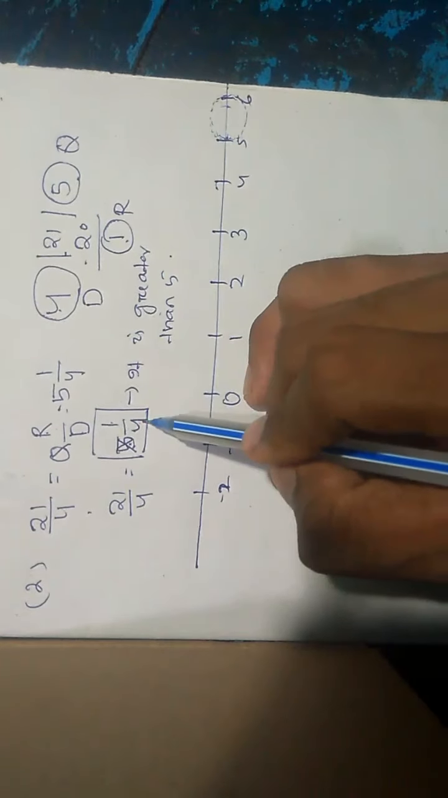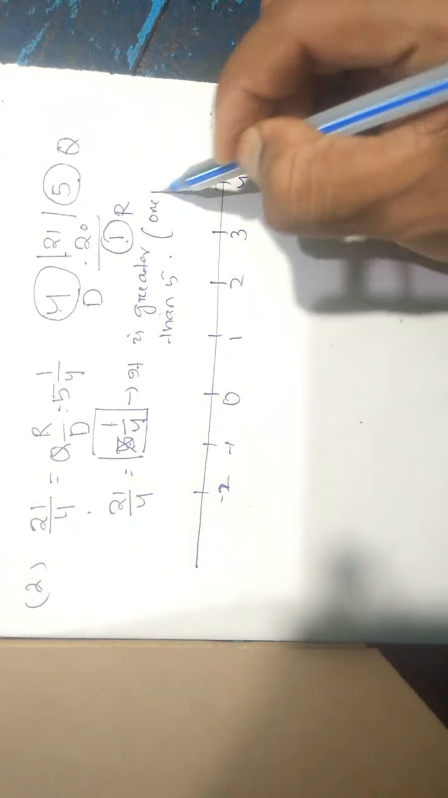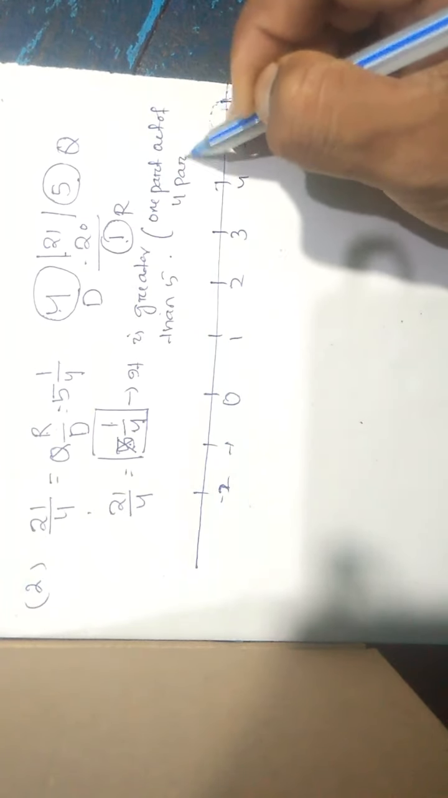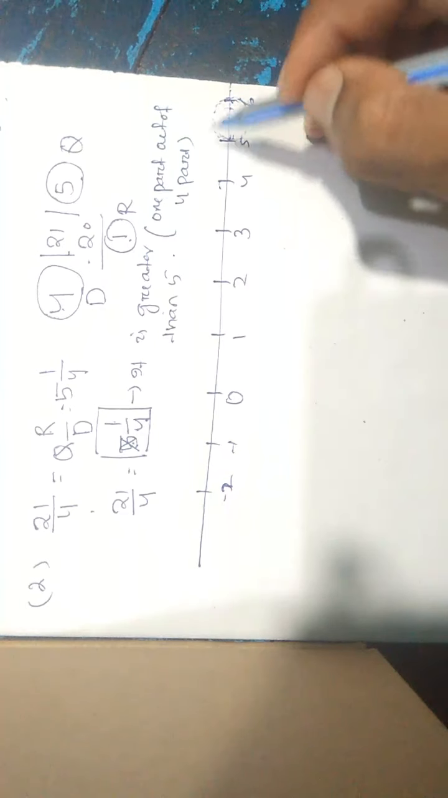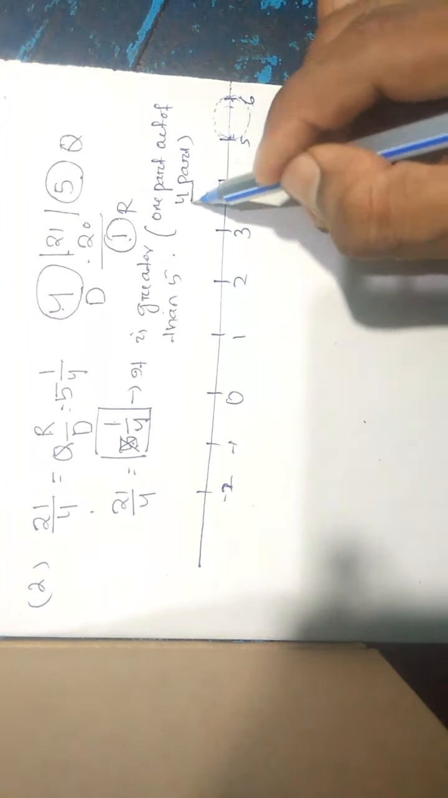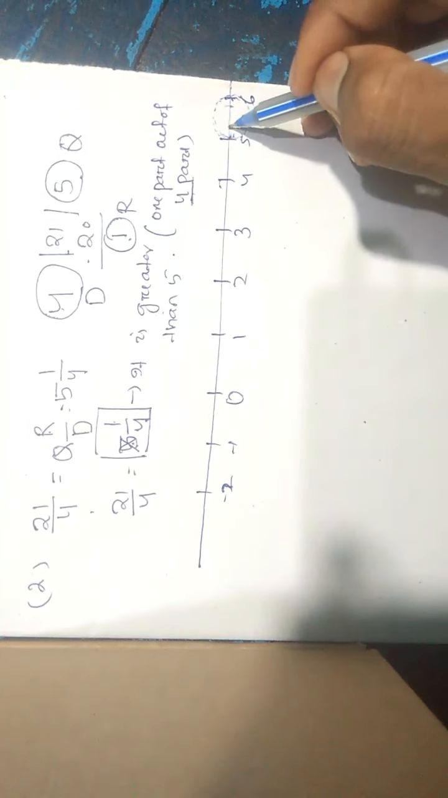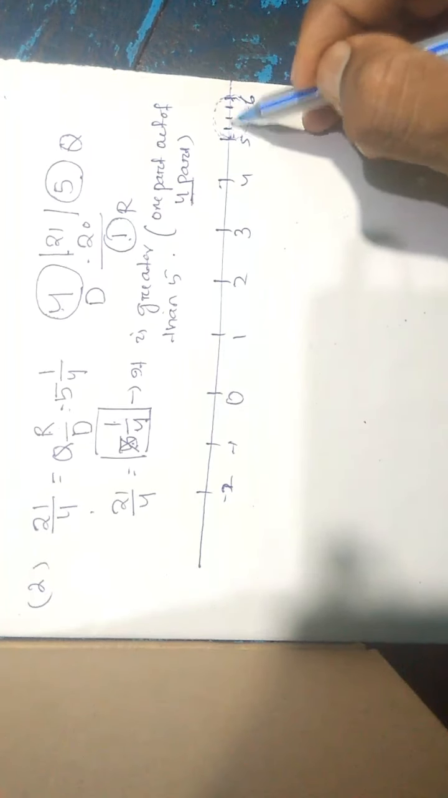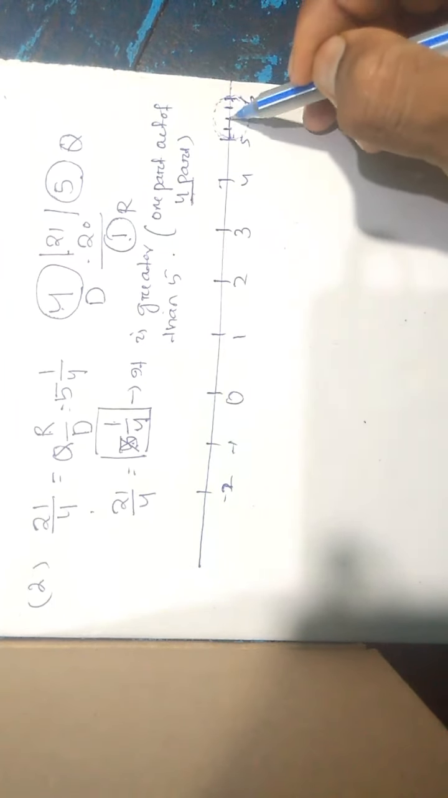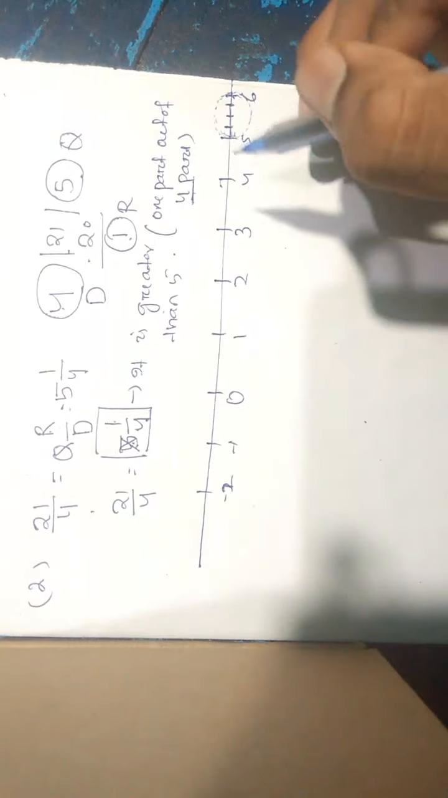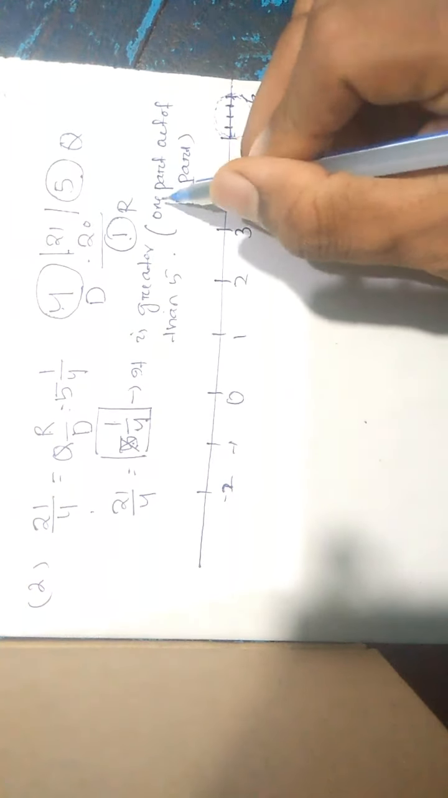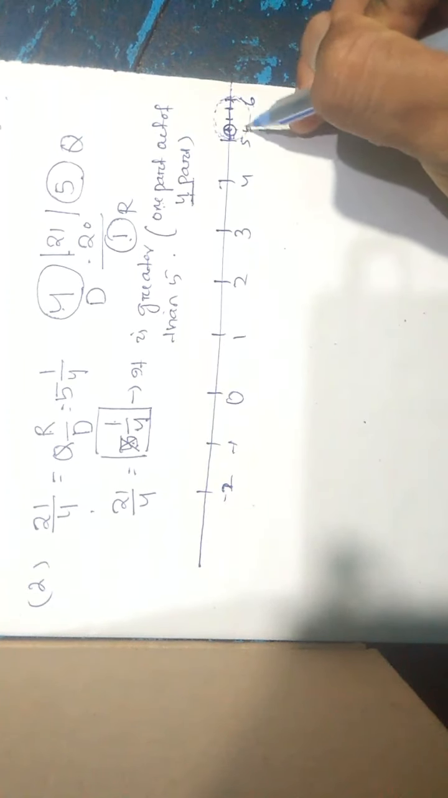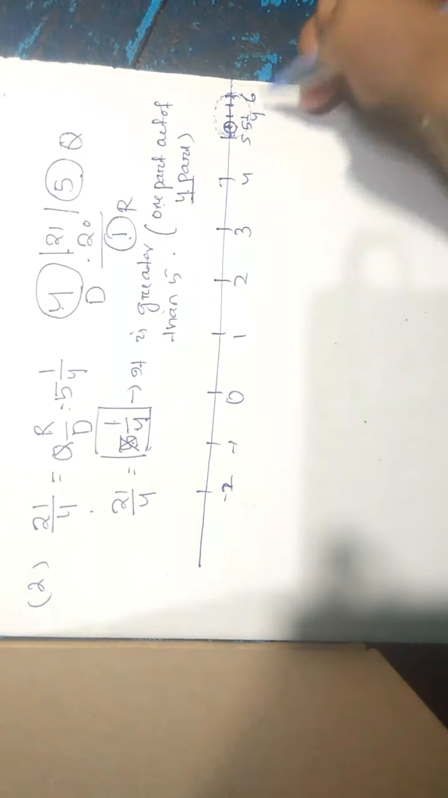Now the remaining part is 1 by 4. It means 1 part out of 4 parts. So we have to divide this gap into how many parts? 4 equal parts. That is why we have to mark 3 lines so that it will be converted into 4 parts. See here, I have just drawn 3 lines. So first part, second part, third part and fourth part. Then from the fourth part we have to take out only one part. So this is the one part, and this point is known as 5 whole 1 by 4.